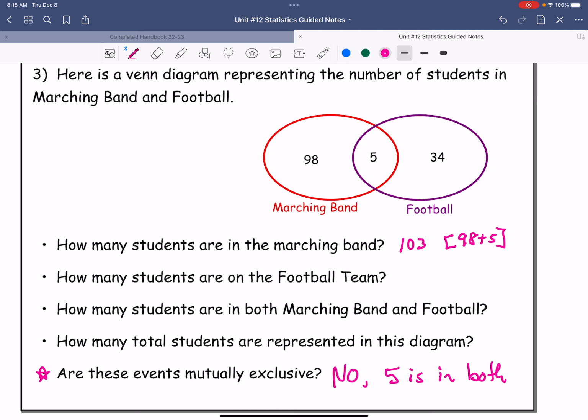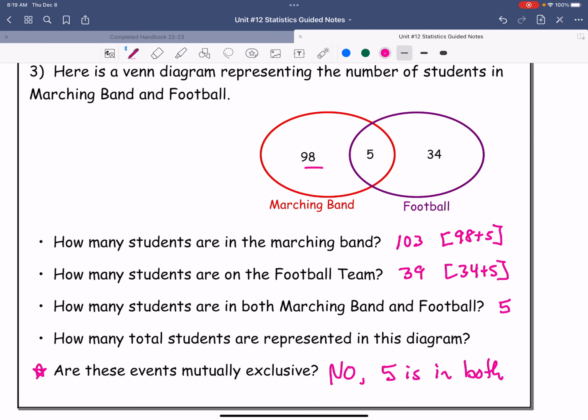Now those 5 happen to be in both, but they're also in marching band. How many students are on the football team? That's going to be 39 because we're taking the 34 and adding the 5. How many students are in both marching band and football? That would be 5 because they are in both. How many students are represented in this diagram total? This is where we need to add all of these to represent a total of 137.